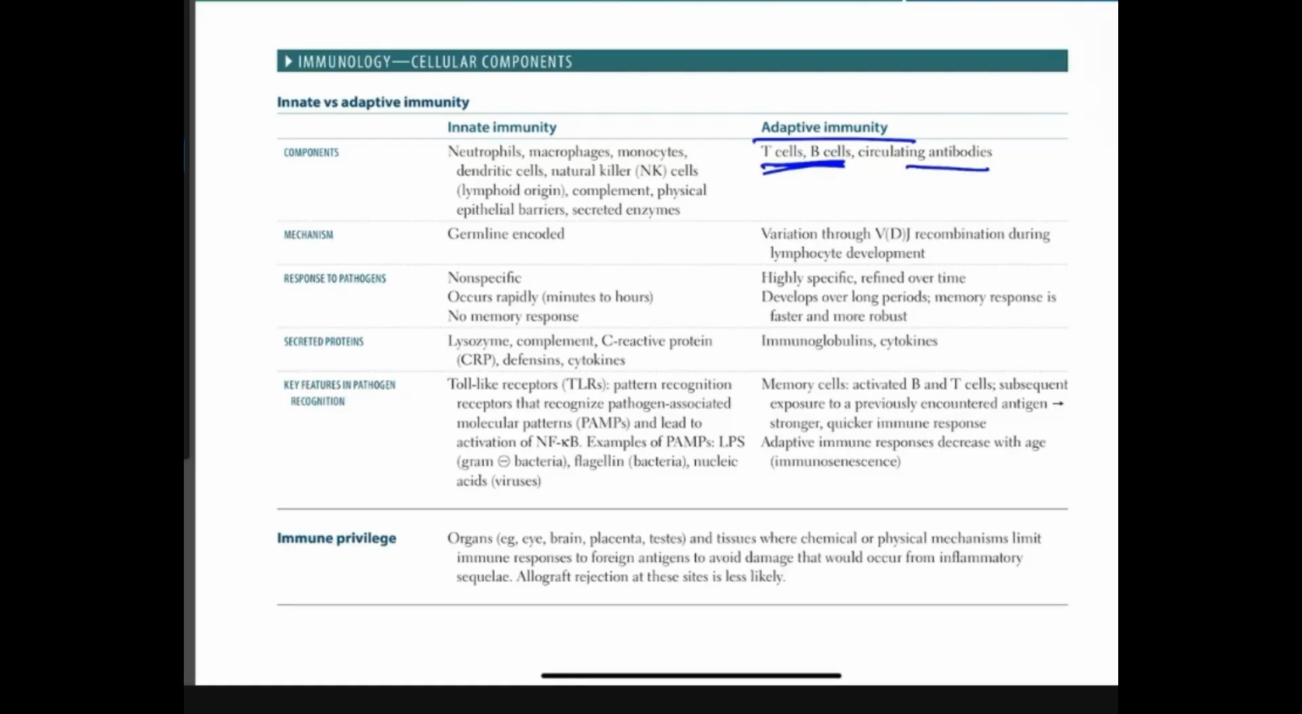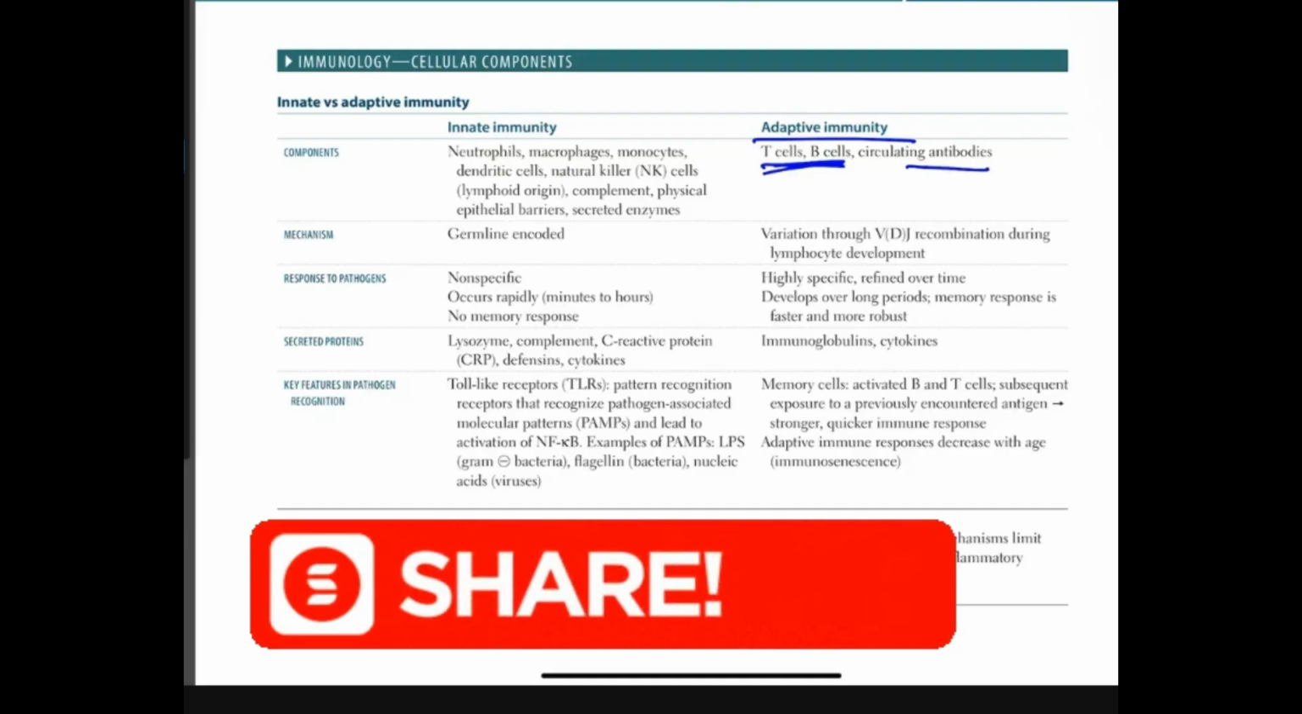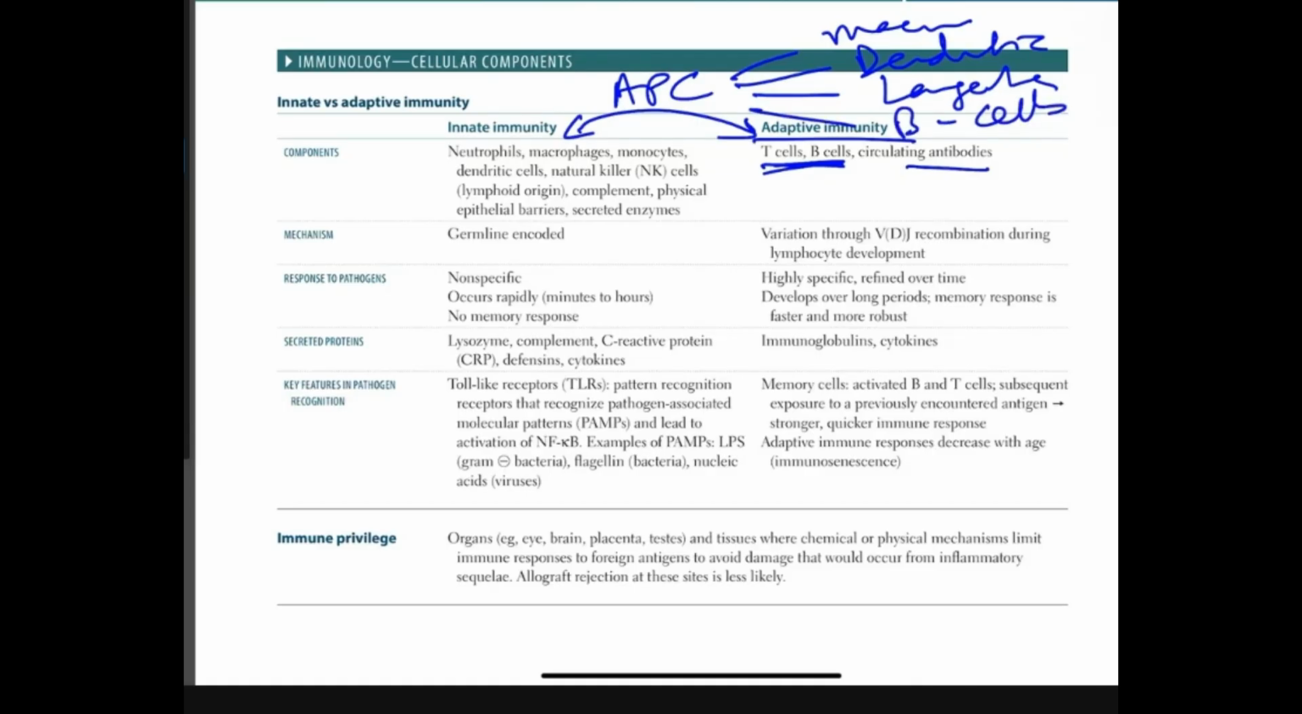And then the innate is talking about the other group of white blood cells: neutrophils, macrophages, monocytes, dendritic cells, natural killer cells. All of that, including physical barriers. And then the bridge between the innate and adaptive arms are the APCs, called the antigen presenting cells. That group includes your macrophages, dendritic cells, Langerhans cells, and B cells.